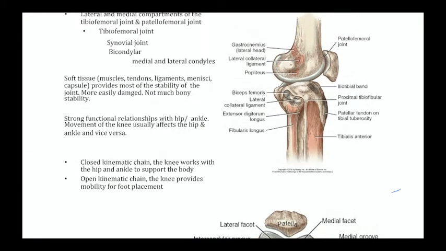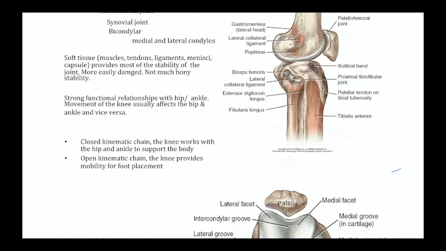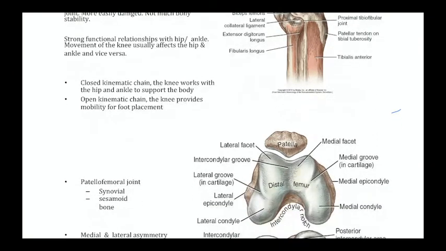As we see in the closed kinematic chain, the knee in a closed chain movement works with the hip and ankle to support the body. In open chain, the knee provides some mobility for the foot placement, and we'll look a little bit at that as well. So if the foot is free, it's moving around, flexing, extending. If it's not, then it's helping support the body and keep the body going up and down.